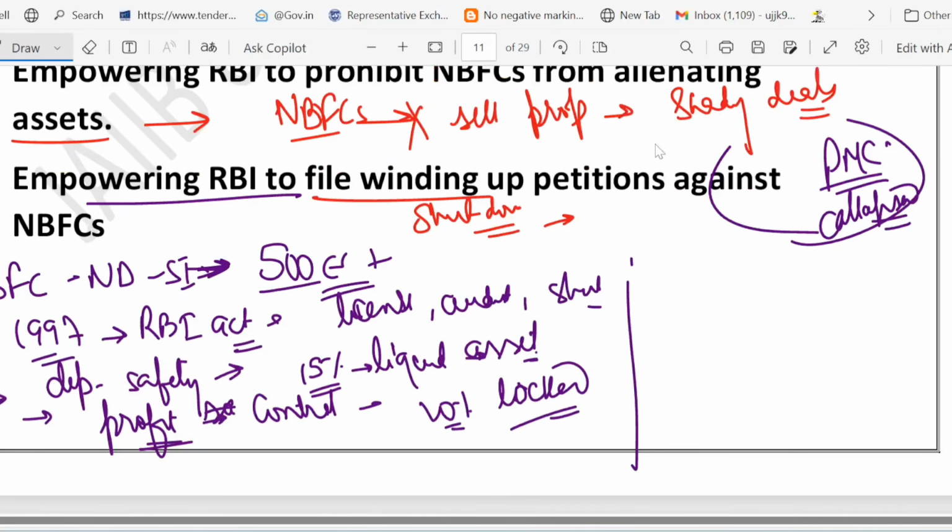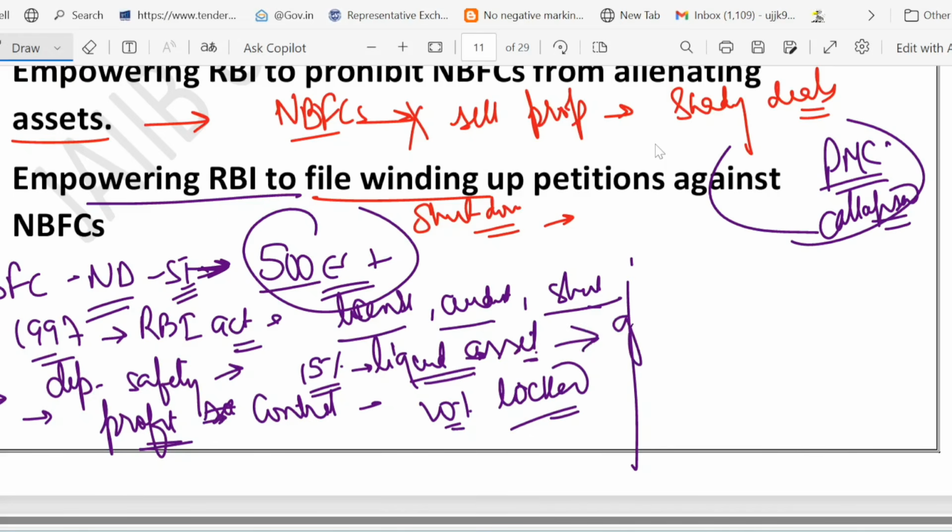Now friends, in the next slide we talked about NBFC NDSI. ND means non-deposit, SI systemically important. They have 500 crore plus assets. In 1997, the RBI Act comes into picture. They offer license, they offer audit, everything. And for depositor safety, 15% of the amount must be deposited in liquid assets like government bonds. A government bond is a kind of liquid asset. And for profit control, 20% is locked.